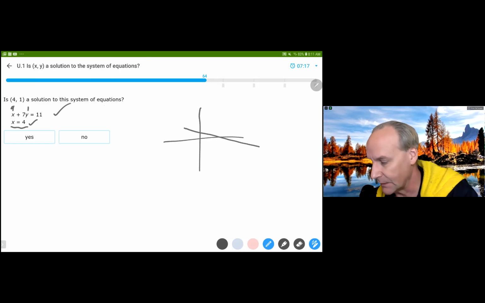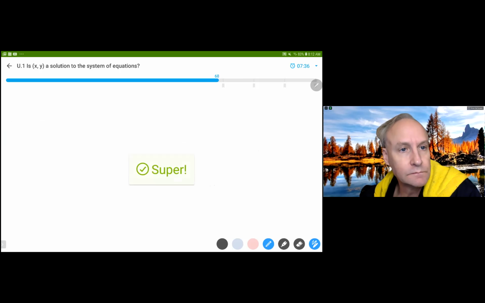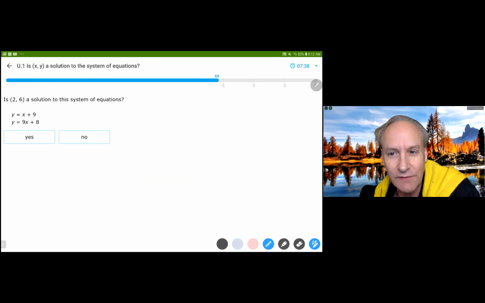Oh, I messed it up a little bit, sorry. I wanted to make it look like it was in the right place, but anyway, it's right there. This is x equals 4, and this one is more or less correct. And your intersection is right there, and it is true. I just didn't draw it perfectly.